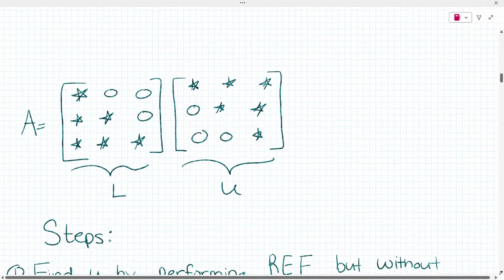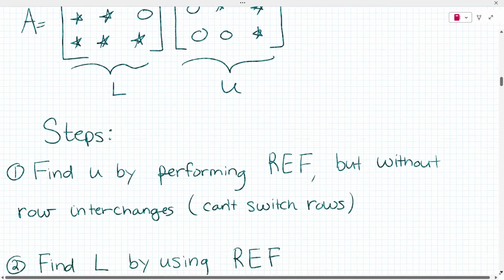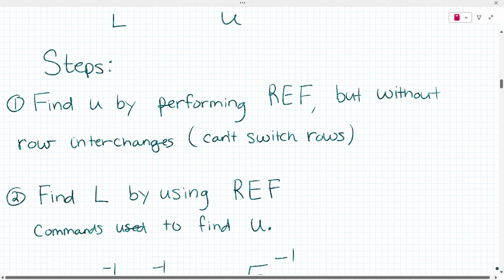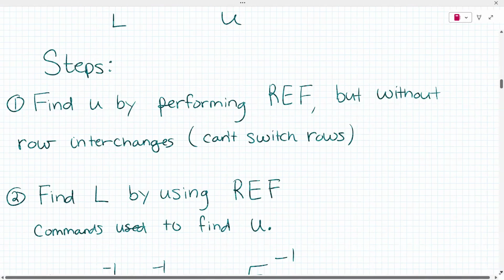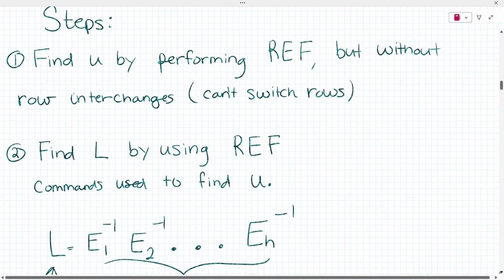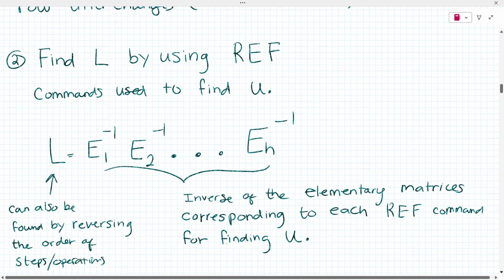So let's go over the steps for how to do LU factorization. Step one, find U, this matrix right here, by performing REF, but without row interchanging, so you can't switch rows. Step two, find L, which is the matrix above, by using the REF commands used to find U. You'll see what I mean by commands. It's basically row operations. You've done row operations before. That's what commands are.